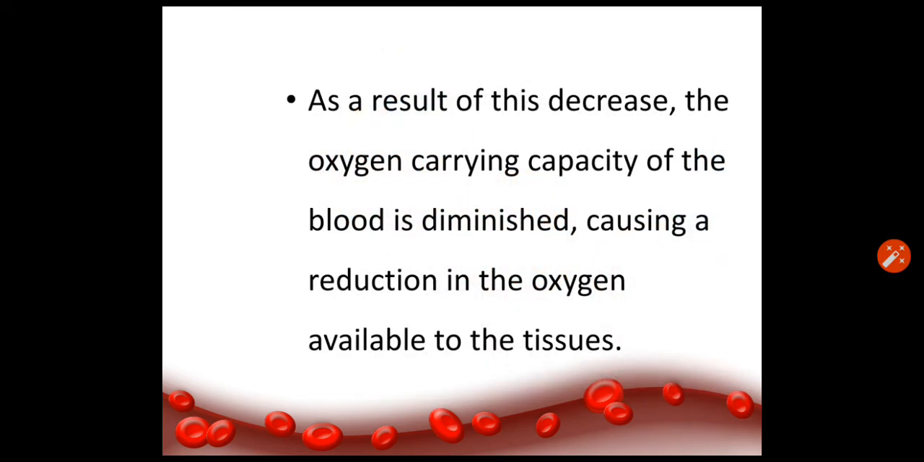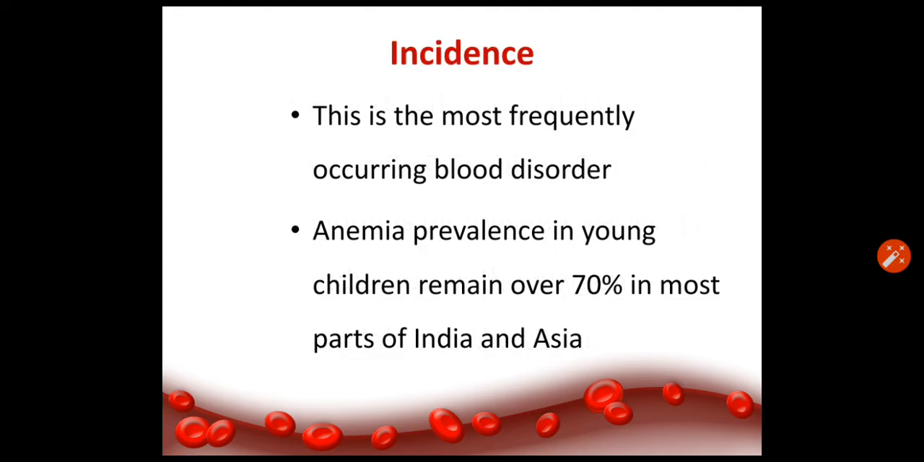So when there is a reduction, the oxygen carrying capacity of the blood is diminished, causing a reduction in the oxygen available to the tissue. So the transportation capacity is decreased and the available oxygen in the tissues is decreased. Regarding the incidence of anemia, this is the most frequently occurring blood disorder. Anemia prevalence in young children remains over 70% in most parts of India and Asia.